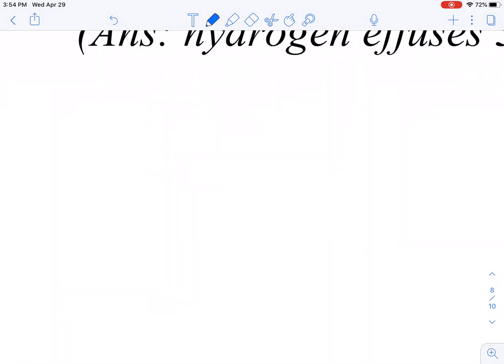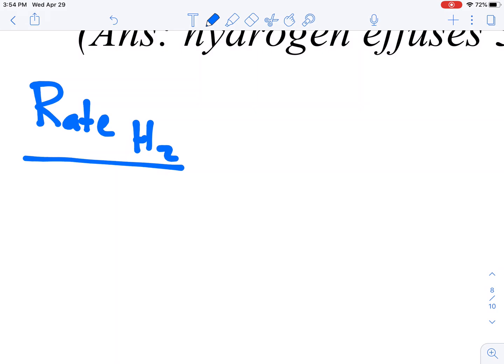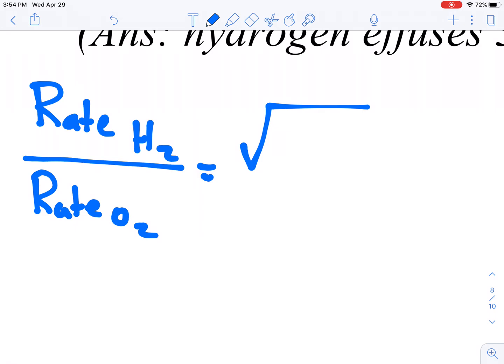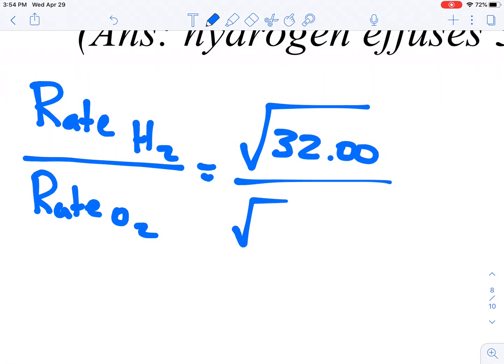Our equation says that the rate of our first gas, in this case we're picking hydrogen, over the rate of our second gas, in this case oxygen, is equal to the square root of their molar masses over one another. But remember, they flip. So oxygen is on the bottom on the left, it goes on top here, so it's 32.00. Remember, oxygen is diatomic, two oxygens, that's why it's 32, not 16, over the square root of hydrogen's molar mass, which is 1.01 times 2 is 2.02.